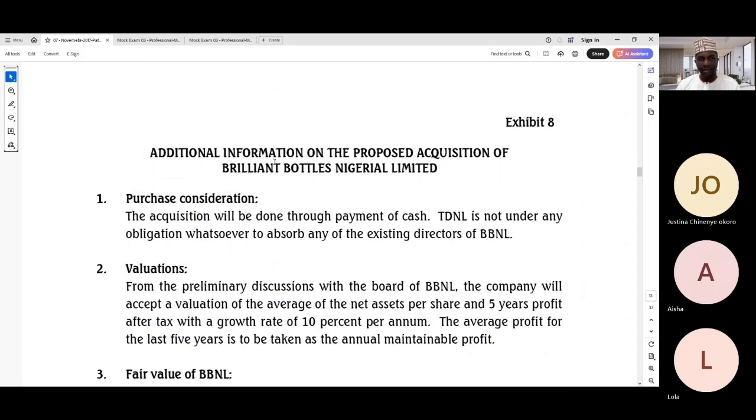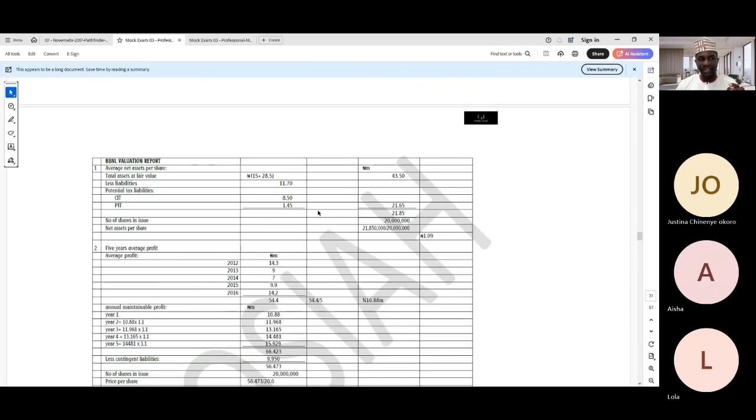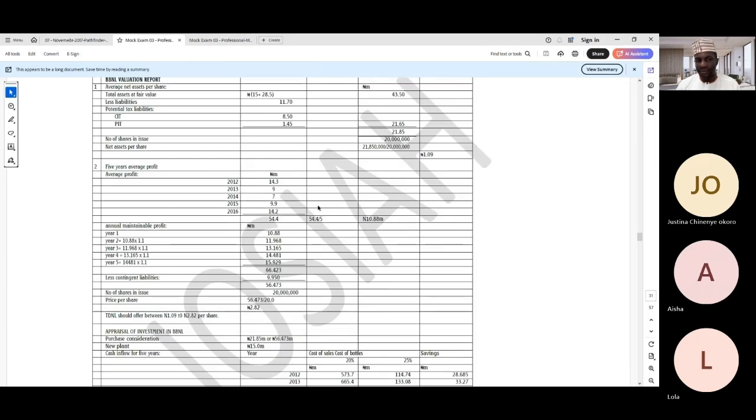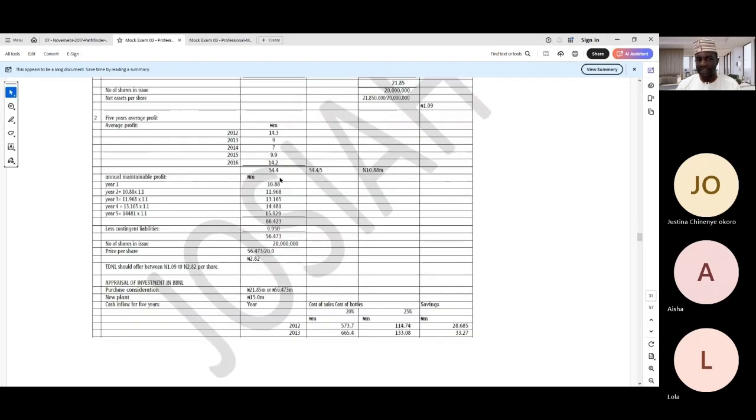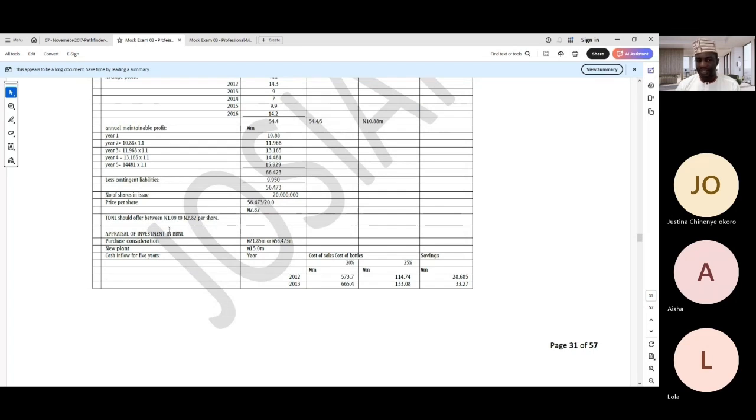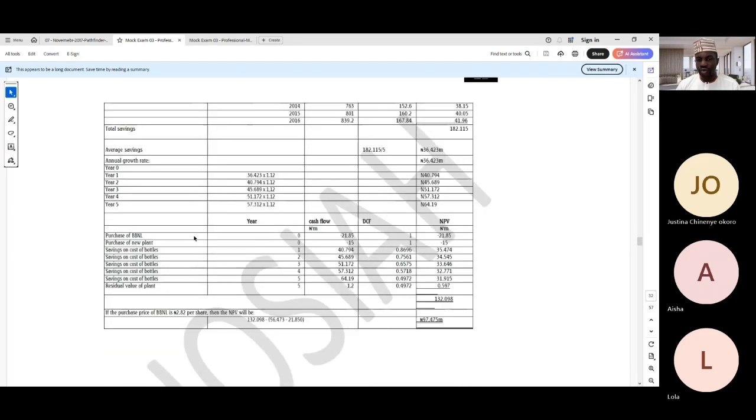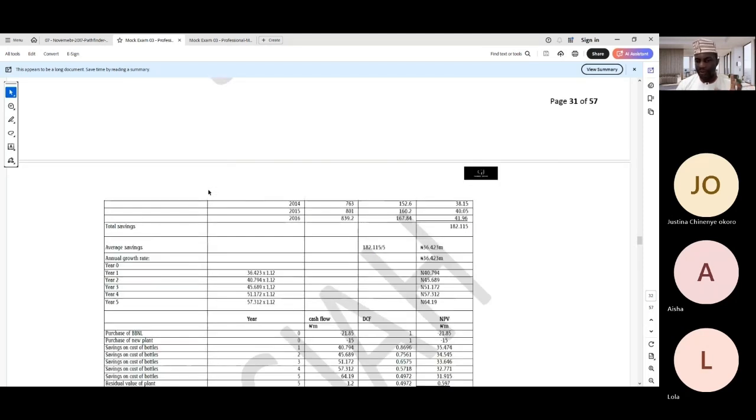Now, in looking at how to prepare the computations for the acquisition of this company, you see that from the financial statements, you need to determine the average net assets per share. We also need to calculate the 5 years average profit by looking at the annual maintainable profit and do appraisal of investments in the target company. Then you also do net present value by looking at the cash flows. So this is where the problem is.